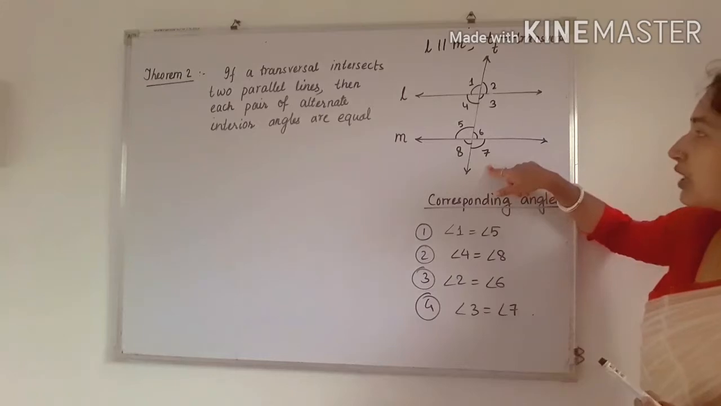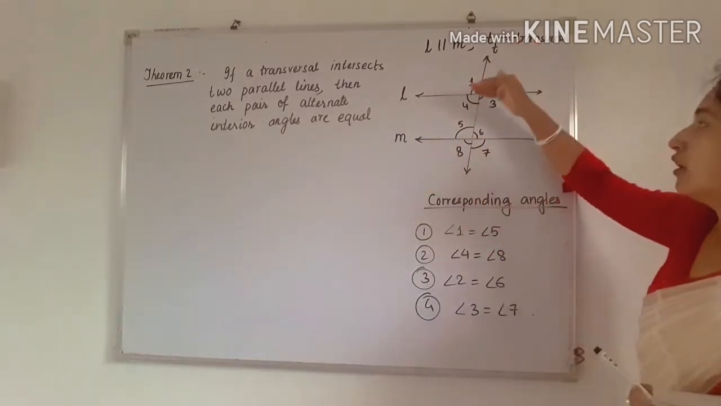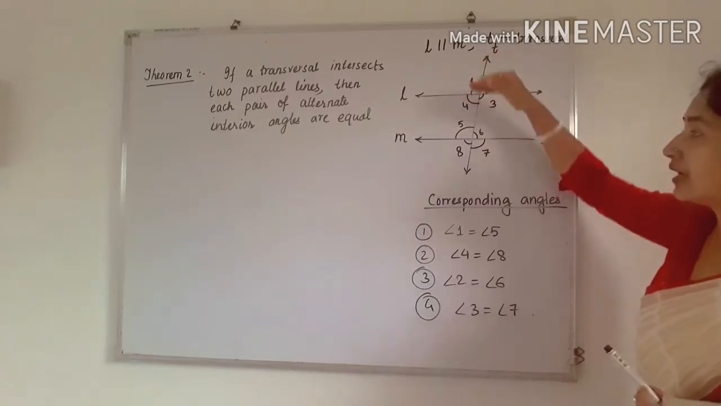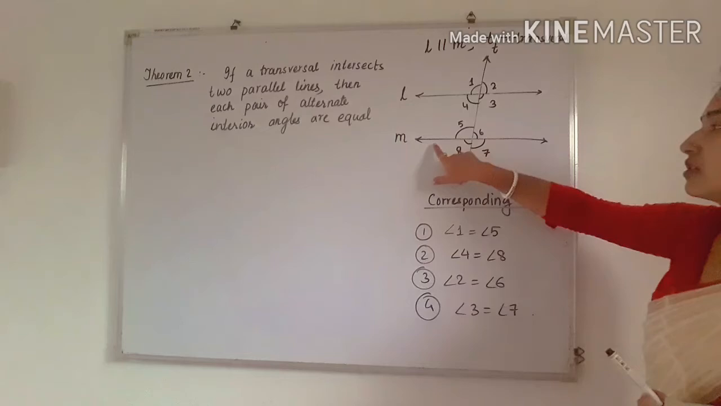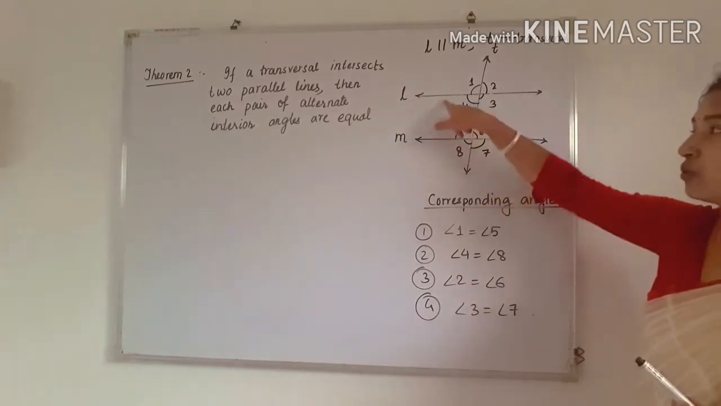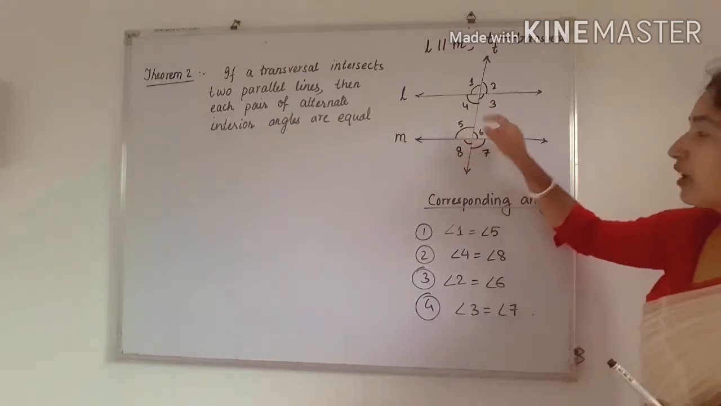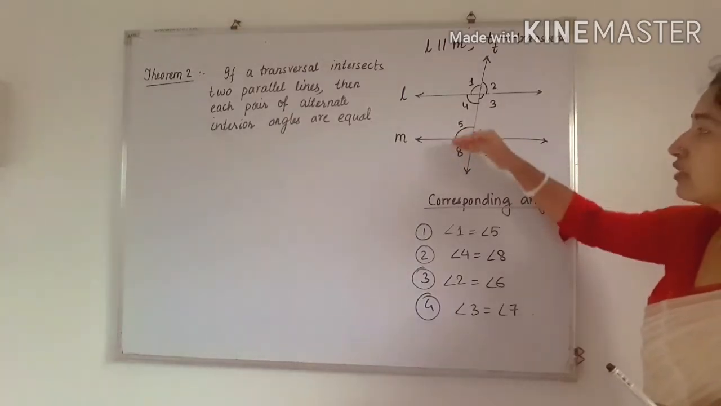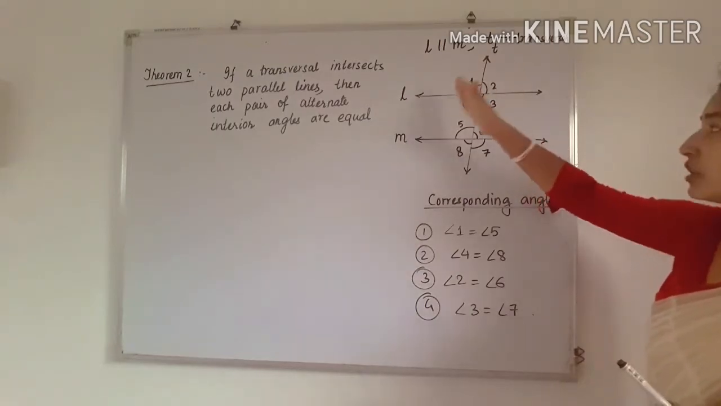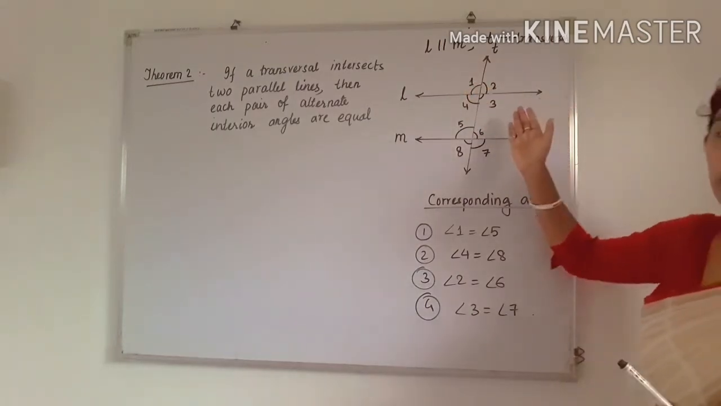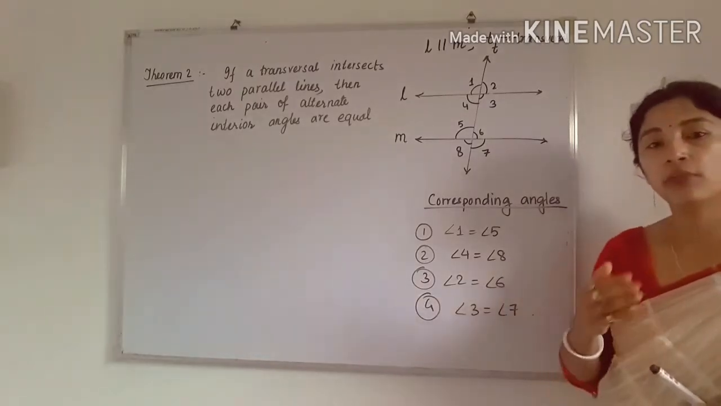So corresponding angles means the angles will be on the same side, and if you are writing one angle above the line, the next angle will also be above the second line. The second line is the one that is parallel to the line L. So above this line here it is 5 and above the line here it is 1. This is on the same side. Similarly on this side you have to check, and if you are seeing below the line, then you have to take the angle below the line.